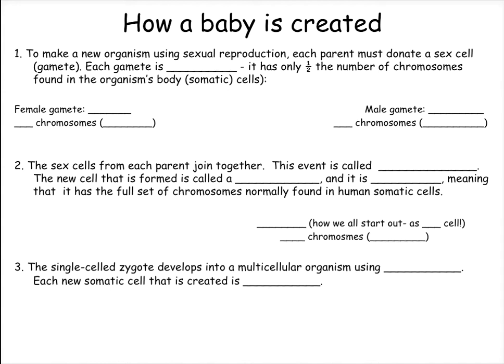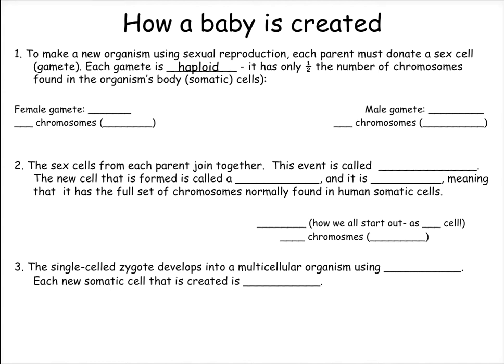Alright, so to answer the question of why it is important to have gametes that are haploid instead of diploid, let's review, on a cellular level, the process by which a baby is made through sexual reproduction. Recall that in sexual reproduction, each parent must donate a sex cell, or gamete, and that these gametes are haploid, meaning that each has only half the number of chromosomes found in the organism's body or somatic cells.